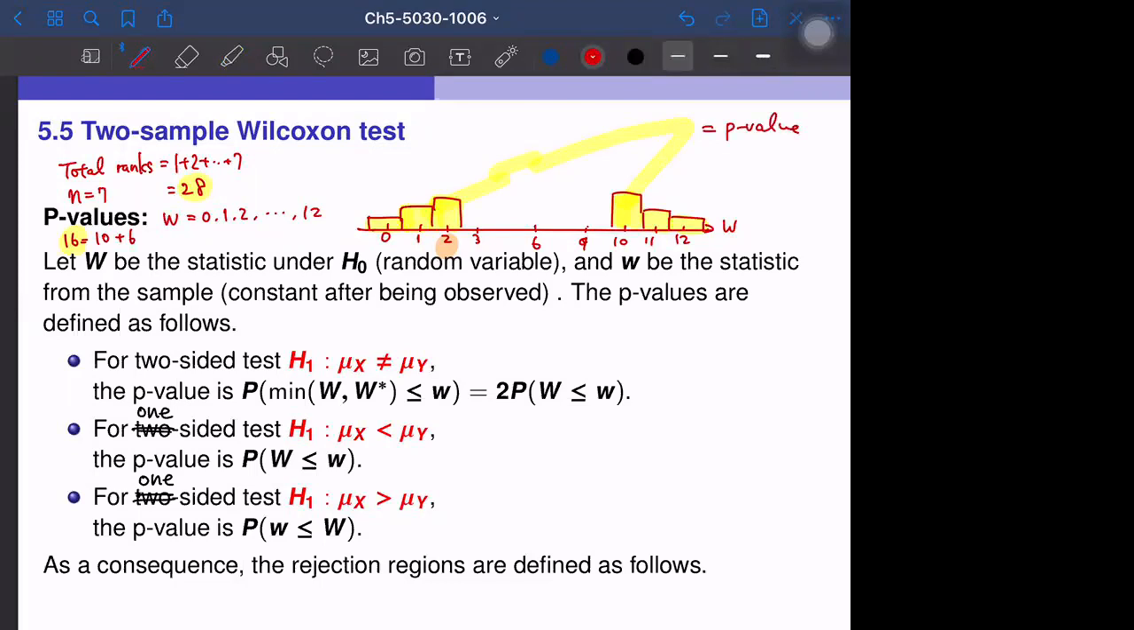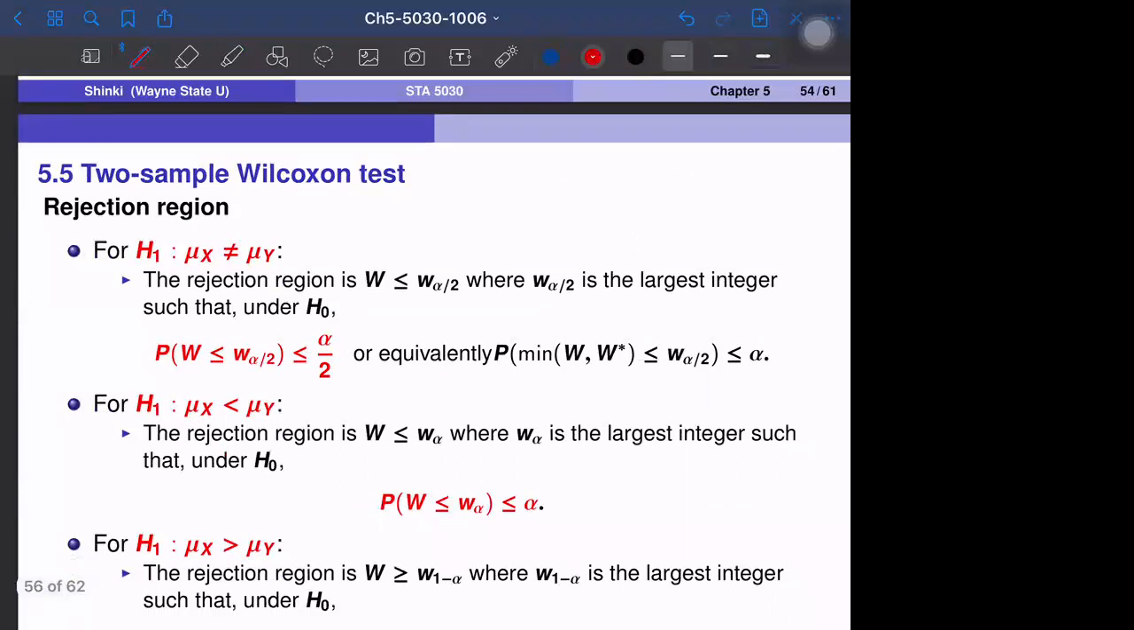In a one-sided test, we only count one side of this probability, so the p-value becomes half. So this is the two-sided case. For the one-sided case, we use the green one. And for the rejection region, we can use the same idea. The distribution of W ranges from 0 to 12.